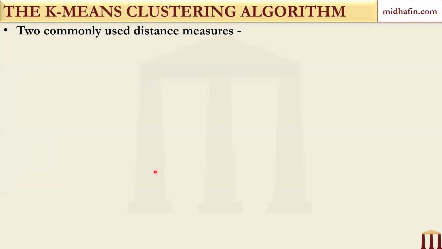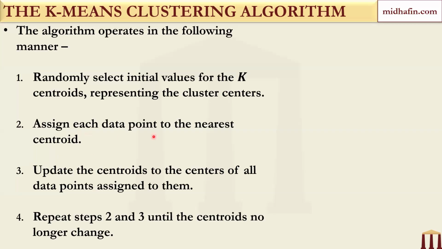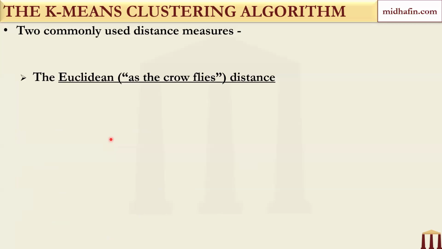Now, when we talk about distance, when we pick our cluster centers, the second step was to assign each data point to the nearest centroid. How do you measure that nearest? Obviously you need to have some measure of distance. What kind of measures do we have? Two measures: the Euclidean distance and the Manhattan distance.